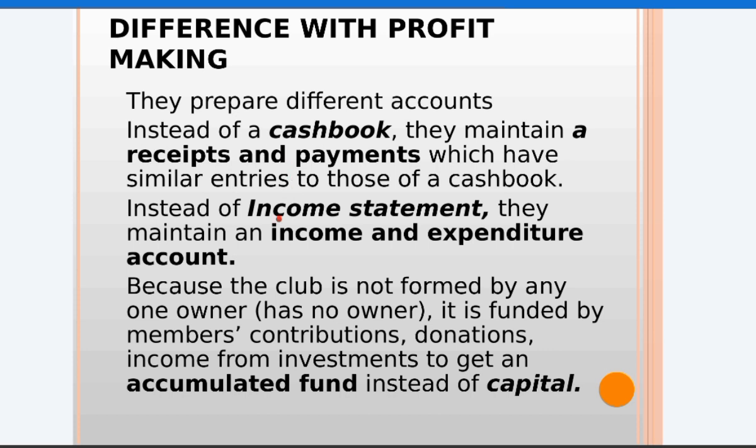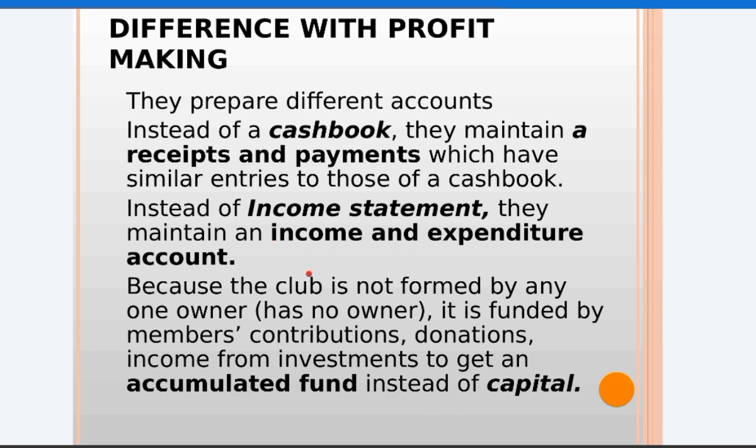So a commercial entity or a profit-making entity will prepare a cash book, but a non-profit making organization will prepare a receipts and payments account as its equivalent. Number two, a profit-making organization will prepare an income statement, but the equivalent of an income statement in the books of the non-profit making organizations is an income and expenditure account. So where an entity determines whether it makes profits or losses, the non-profit making organizations will prepare an income and expenditure account.